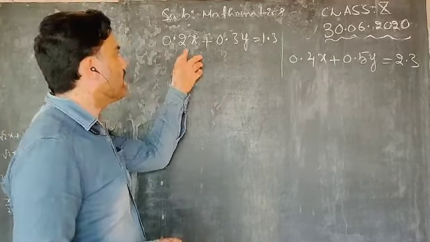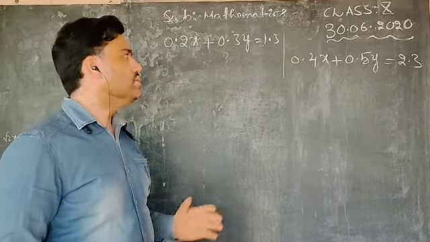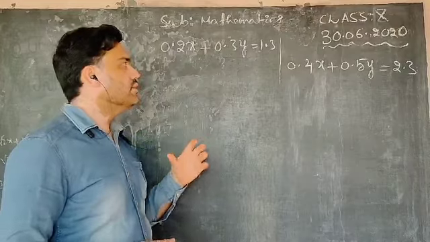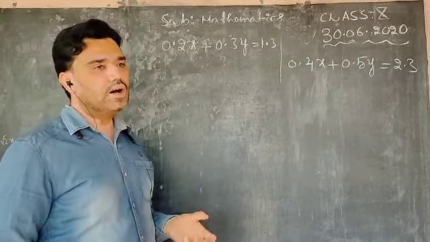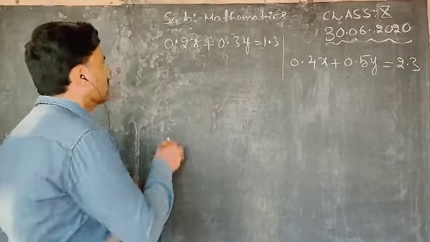So now 0.2x plus 0.3y is equals to 1.3. See, the whole equation, once you look at that, has one digit after the decimal. So if you multiply the whole equation by 10, or by taking LCM also, we will get the answer. Okay, now let us do it.